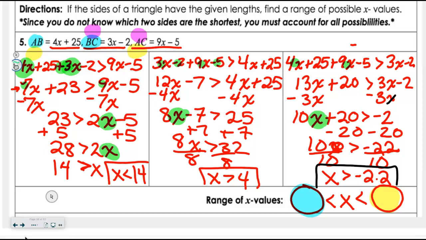So do you see how there's only one less than for each of the 3? Those other 2 are greater thans, correct? That means this has to be my upper boundary, all right? So that one's a no-brainer. X has to be less than 14. It's my only less than symbol.